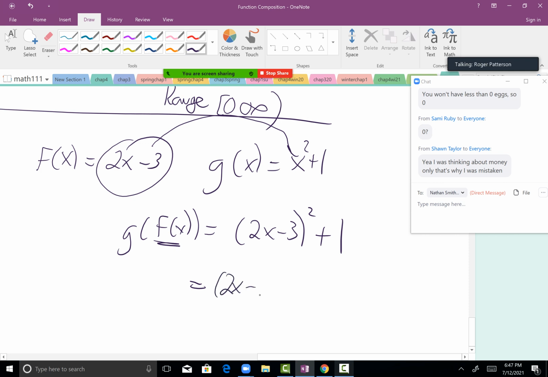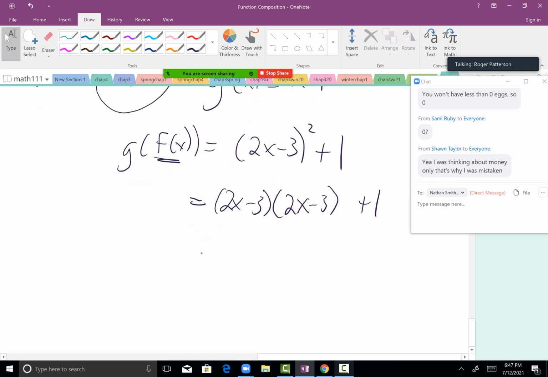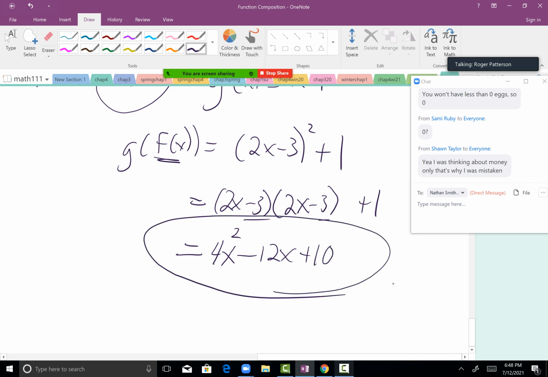I always tell my high school students, if you see that, write it twice. I don't know if your instructors told you that. And then FOIL. Almost everybody knows how to FOIL. So that's 6 and 6, that's 12x. Put a square there, and put a plus 9, plus this 1. So this 9 is going to give me a 1. I'm just going to put that 10 on there and call it good. So there's my deal.